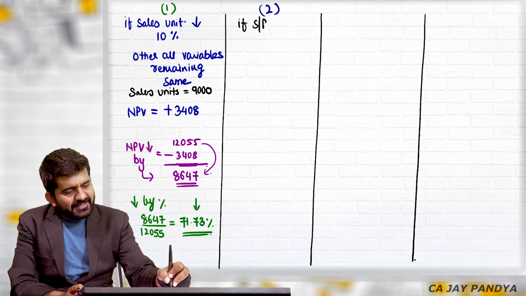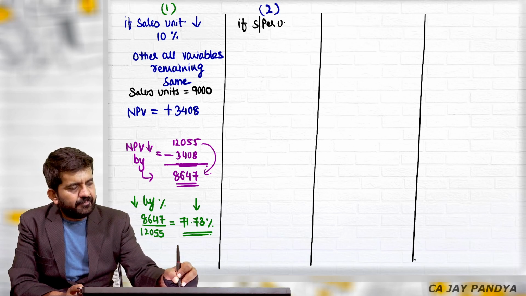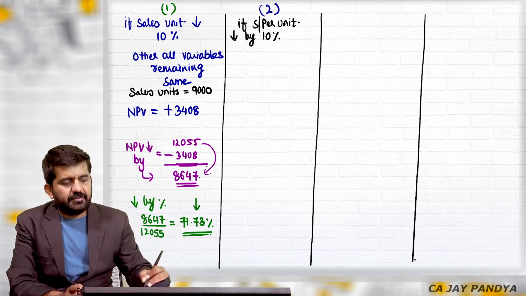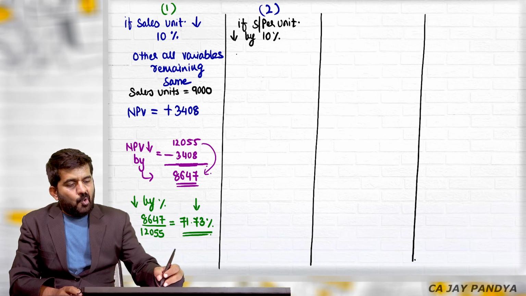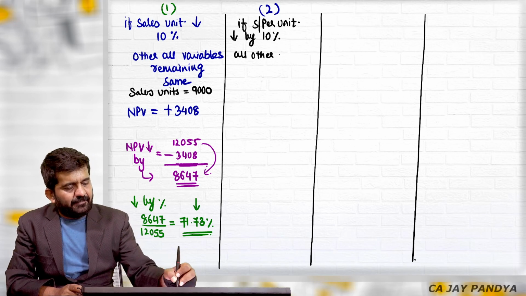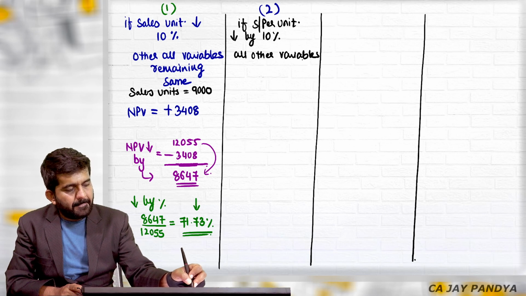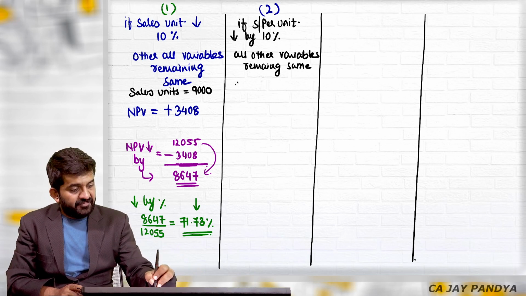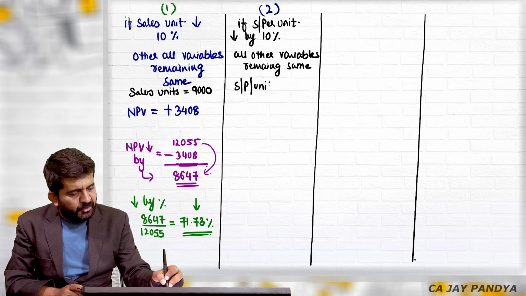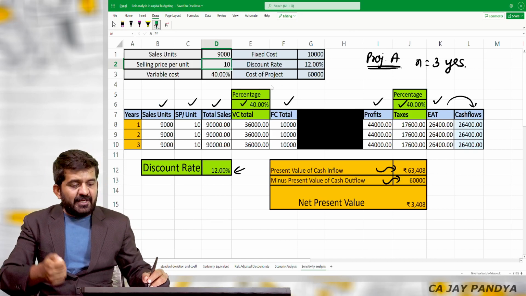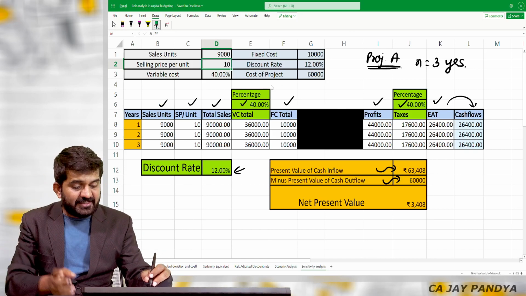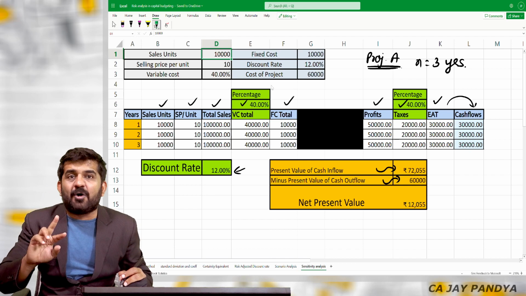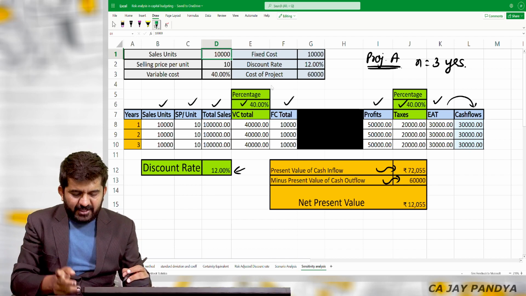If selling price per unit decreases by 10%, other variables remaining same. What will be the new selling price per unit? What is the selling price per unit? 10. Now it will become 9. But please understand, here I need to make one more change. Sales unit will remain 10,000. Now we are not considering situation 1. We are considering situation 2.